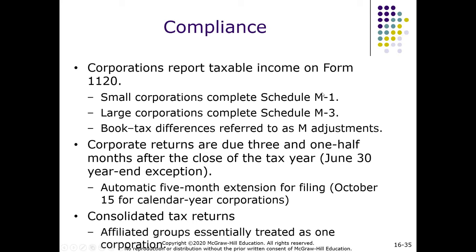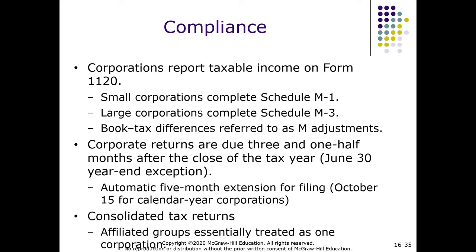So on the compliance side, again, you're going to file the 1120, Schedule M-1, M-3. We've already talked about all that. Corporation returns are due 3.5 months after the close of the tax year. So if you have a calendar tax year, that means it's going to be due on April 15th. And if you file an automatic 5-month extension, it's going to get you out to October 15th for calendar year corporations.